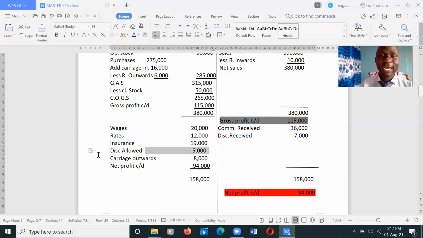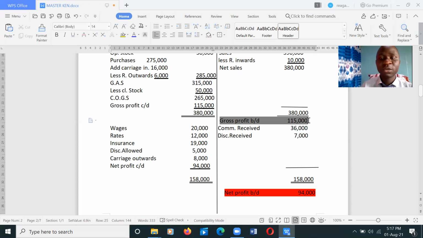And then we come to carriage outwards. Carriage outwards, as I told you, is that if customers have bought goods and the goods are transported to their premises or where they are required, the business assumes that it has incurred a cost. And therefore, carriage outwards will be treated as an expense. So now the expenses are wages, rates, insurance, discount allowed, and then carriage outwards. But when you come to the side of revenues, the right hand side, we have revenues.